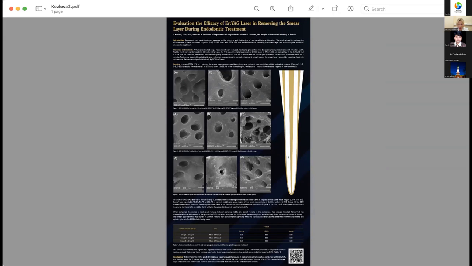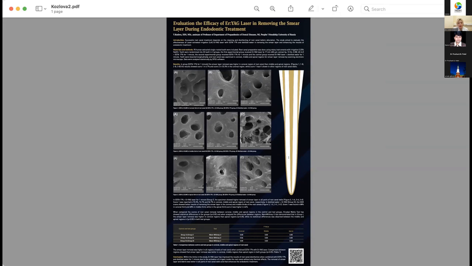Erbium chromium YSGG laser, which was approved by FDA, has proved its efficiency in non-surgical endodontic treatment. It provides the most suitable wavelengths, as I already mentioned, 2,940 and 2,780 nanometers, for cleaning and disinfection of the root canal.